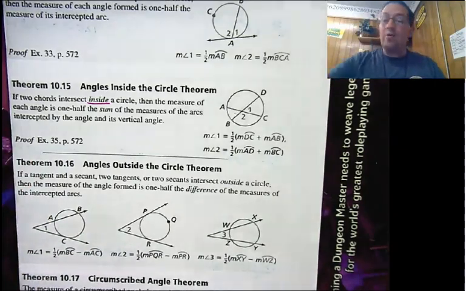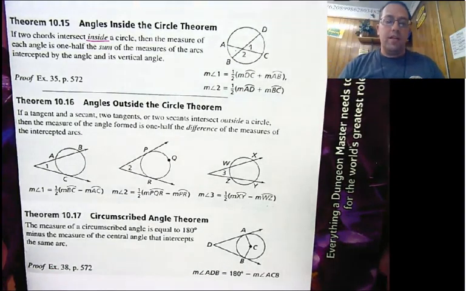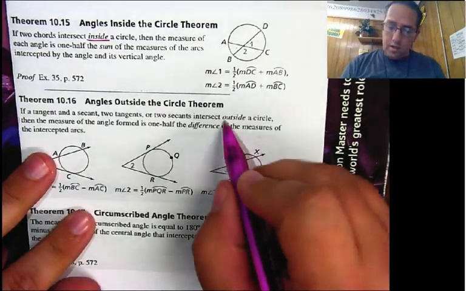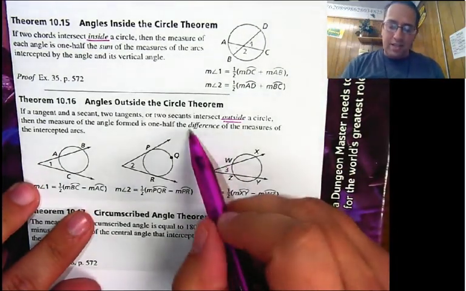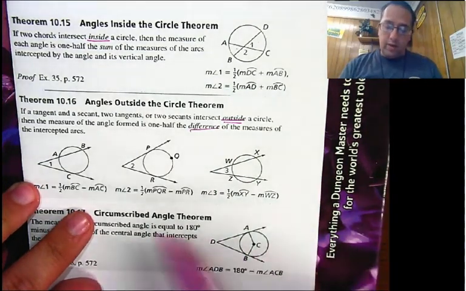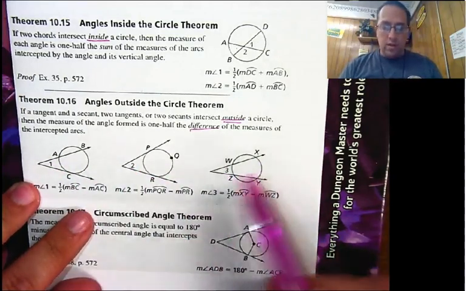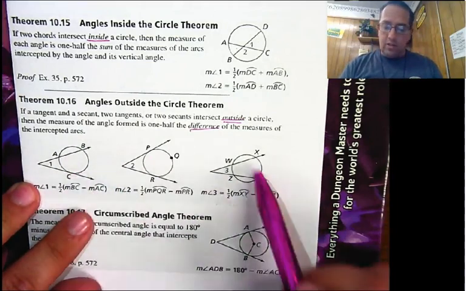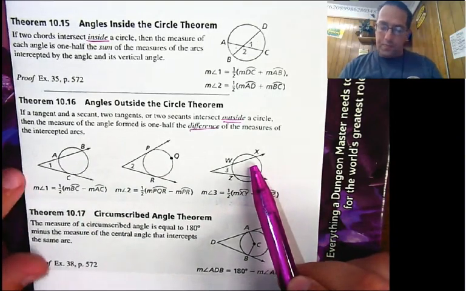Next, angles outside the circle theorem. So same thing, only this time we are outside. If a tangent and a secant, or two tangents or two secants, intersect outside the circle, okay, outside the circle, then the measure of the angle formed is 1/2 the difference of the measures of the intercepted arcs. So it doesn't matter if you have two lines that intersect outside the circle, okay, and you either have tangents or secants or some combination thereof, right?